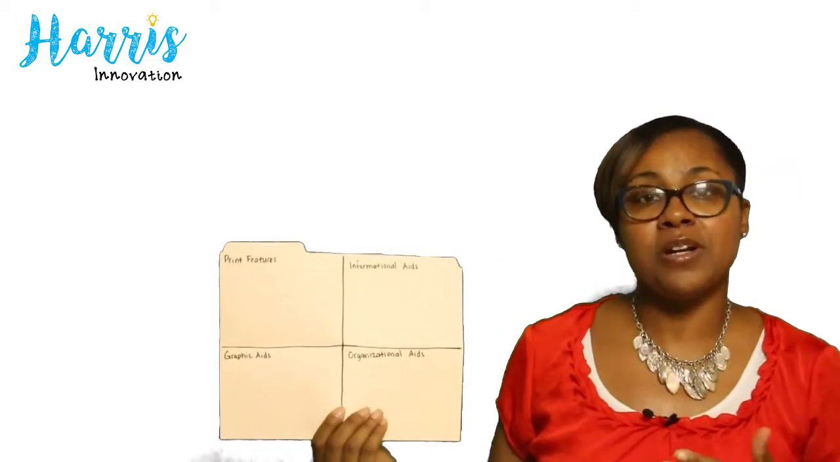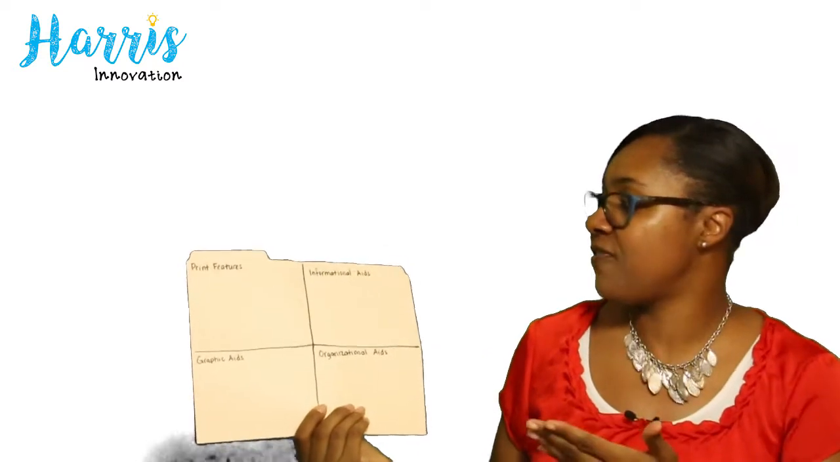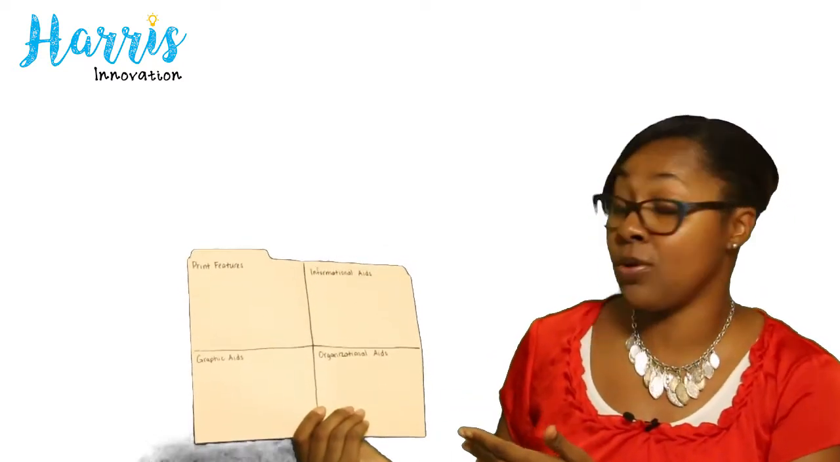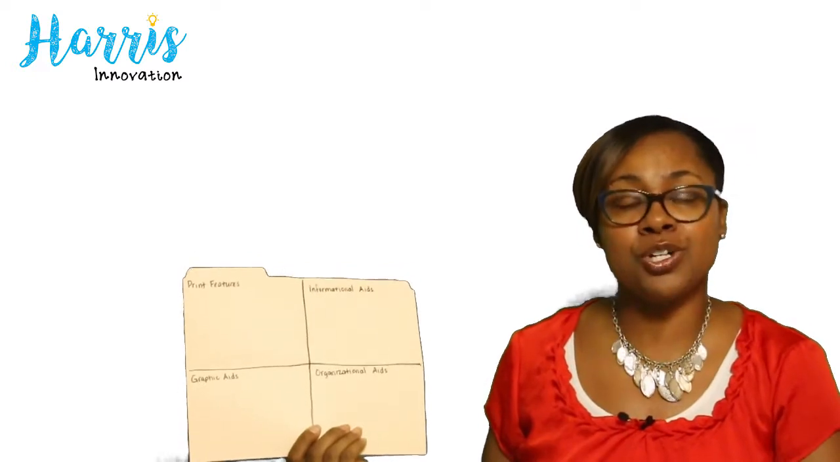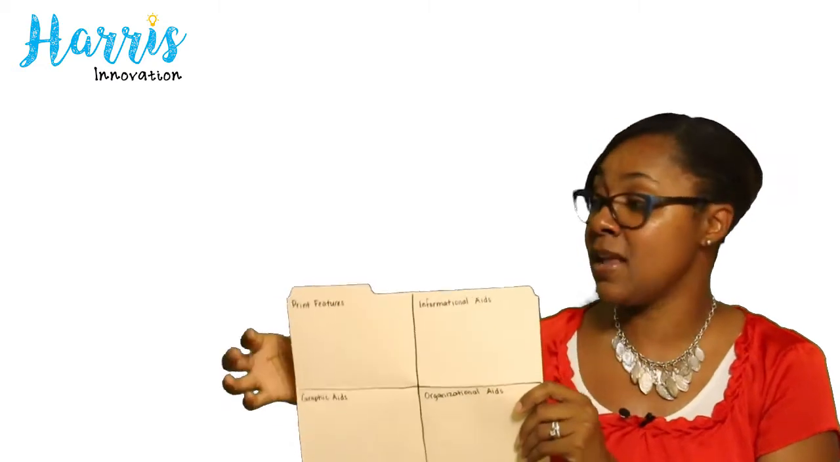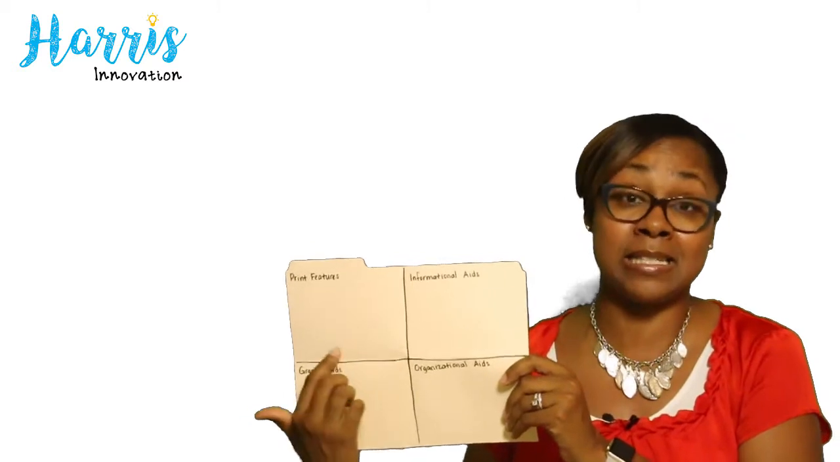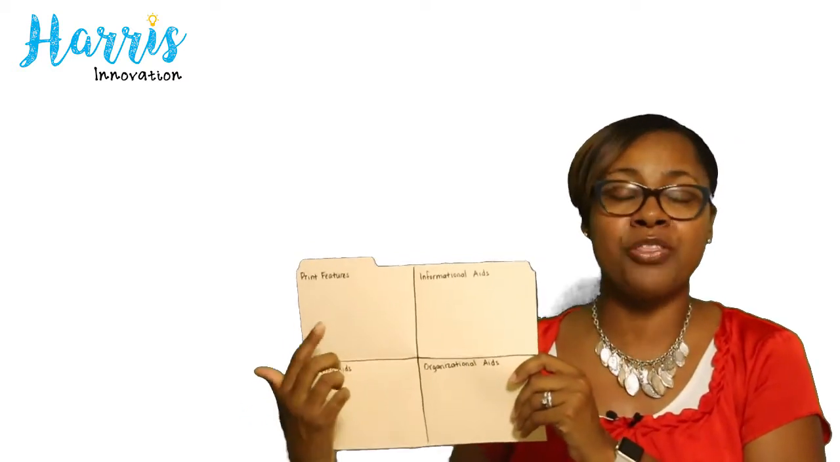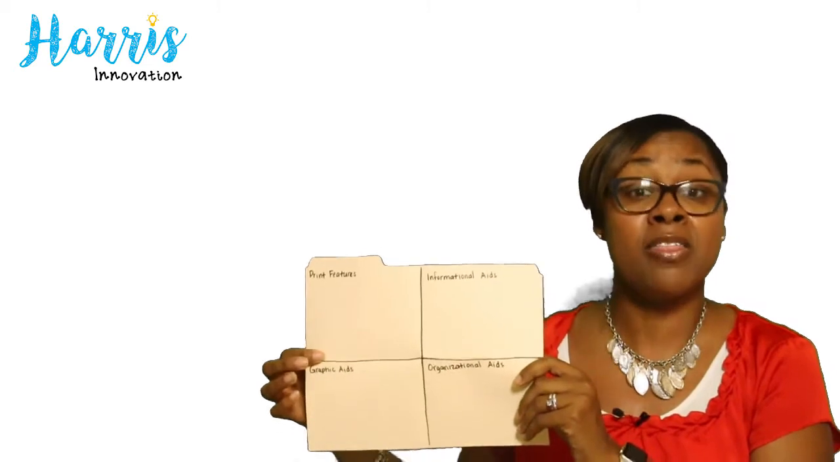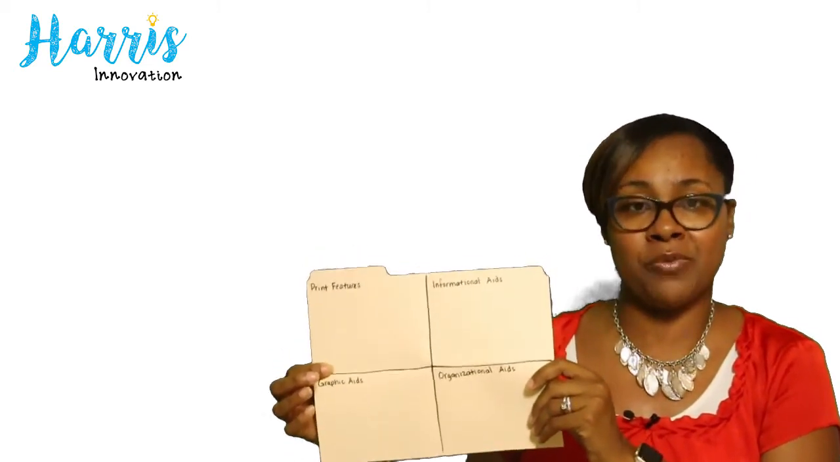So now the 4 different types of text features are the print features, informational aids, graphic aids, and organizational aids. So an activity that you could do with your students would be to take a magazine, allow them to cut and break apart different pieces or different examples of text features in here, and they would categorize them. So what they would do is they would take the examples from the magazine, put one example in each of the 4 squares, and then they will write a sentence that explains how the author uses that text feature to give them, the reader, more information about the text.